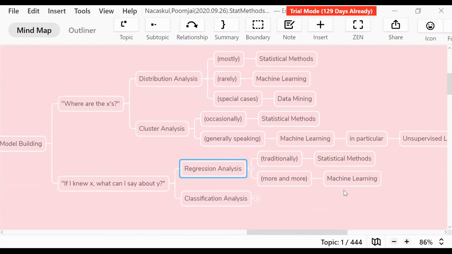Regression analysis used to be done with traditional statistical methods, but more and more it's becoming machine learning. So I can't draw you a static plot. It's sort of like a movie plot. You can see a lot in here, but now it's outside.